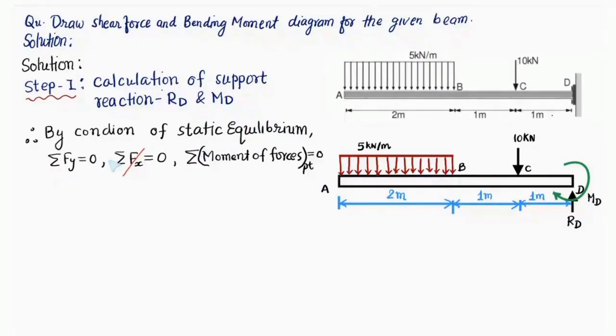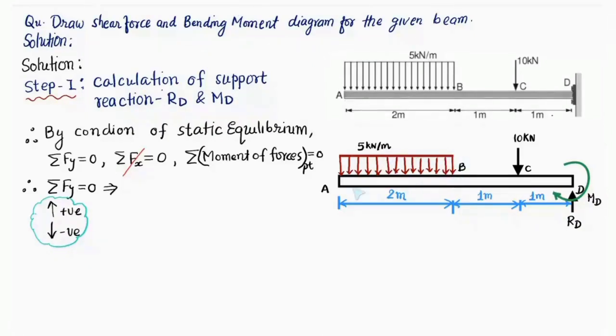So I'll take this condition first. Summation of vertical forces is going to be 0. I'm going to take upward forces as positive in the sign convention, and downward forces as negative. This is the sign convention I'm going to use, friends. That is, upward forces I'm going to take positive and downward forces negative.